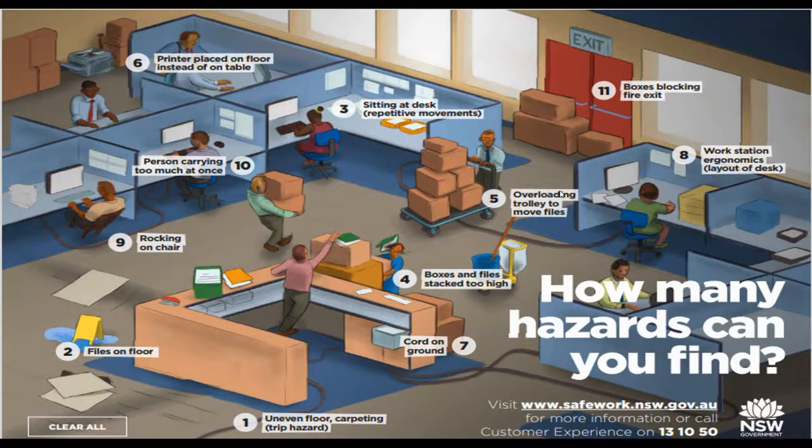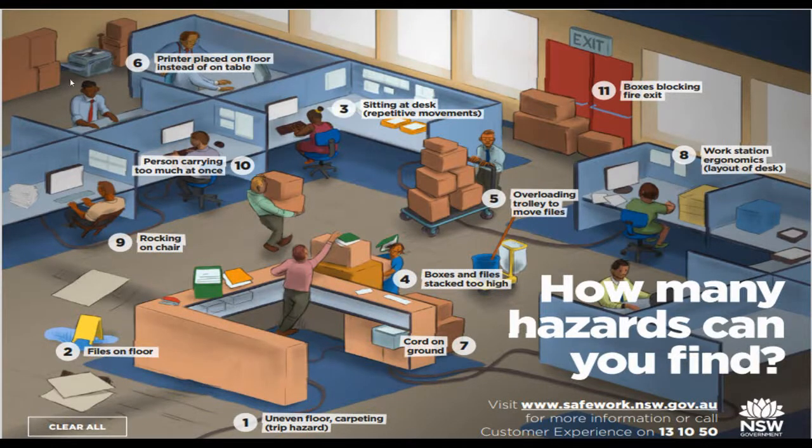So what is the risk, the possibility that could happen to her? Might be illness or injury, body injury, for example. And then number 4, box and file stack too high. And then number 5, overloading trolley to move files. And then number 6, printer placed on floor instead of on table.